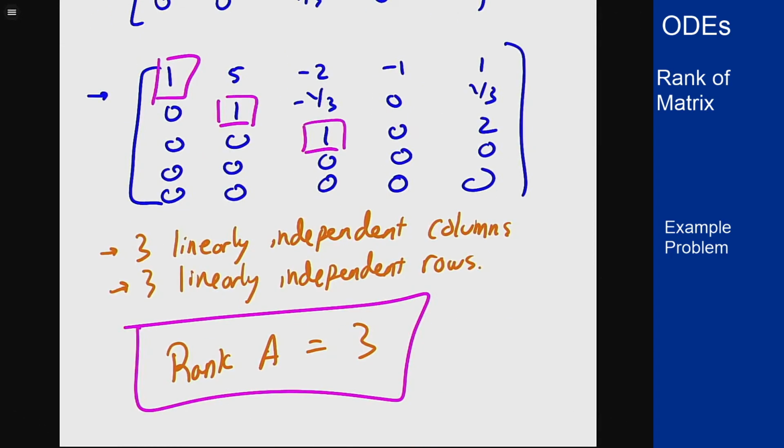Let's use the process of row reduction to reduce a matrix to figure out what the rank of that matrix is, which is equal to the number of linearly independent rows and the same as the number of independent columns of that matrix.